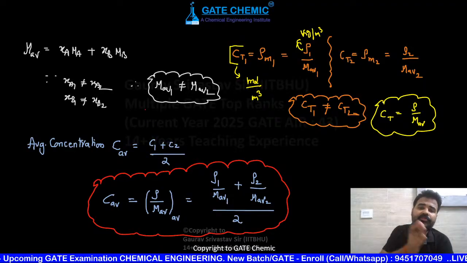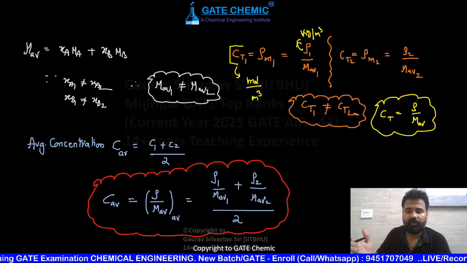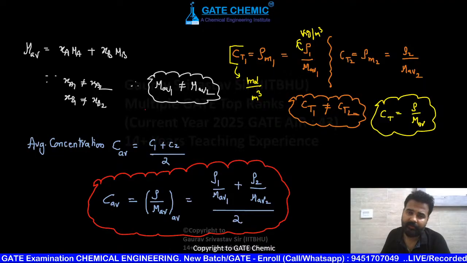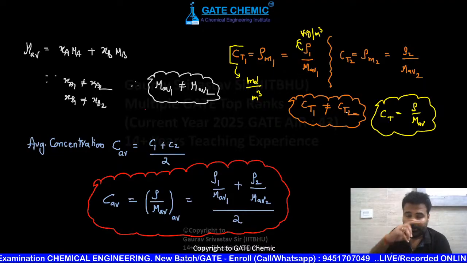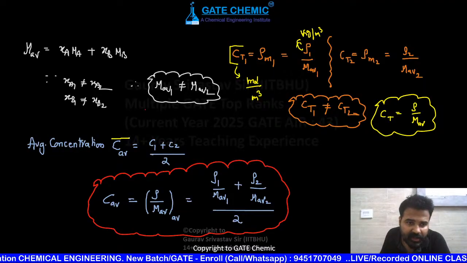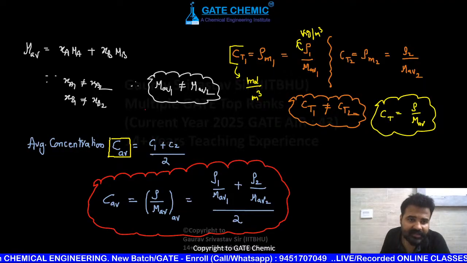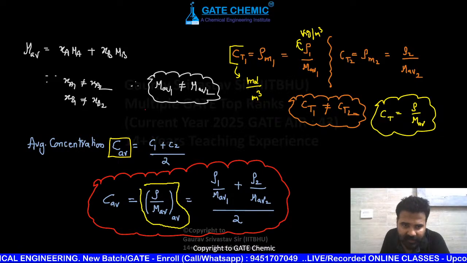If you are writing for the first chamber, then rho by M average of chamber 1. For the second chamber, then rho 2 by M average 2. And CT1 is not equal to CT2. So in the final formula, you will see one term, C average, the average concentration. Maybe it is written like rho by M average average.